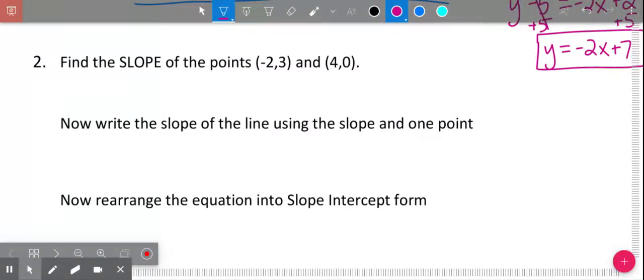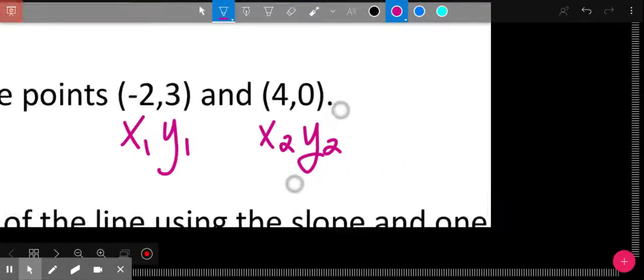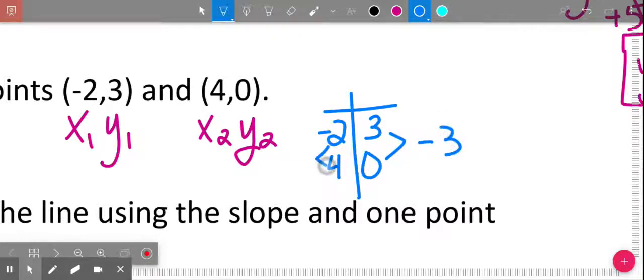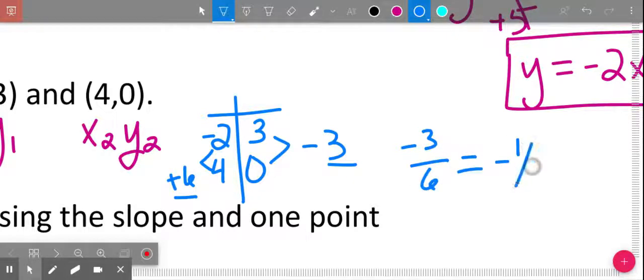Okay, so we're going to start by finding the slope. We have our x1 and y1, x2 and y2. I like the table, but if you're using the slope formula, totally okay. So we'll have negative 2, 3, and 4, 0. To go from 3 to 0, we are subtracting 3. Negative 2 to 4, we're adding 6. We're going from a negative number up to a positive number, so that's why it's a big jump. So my slope is going to be the change in y over the change in x, so negative 3 over 6, which you have to reduce to negative 1/2.